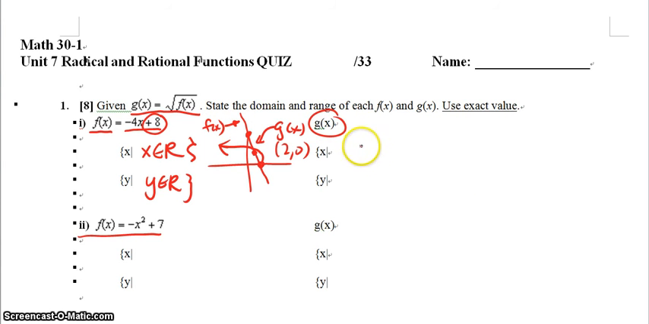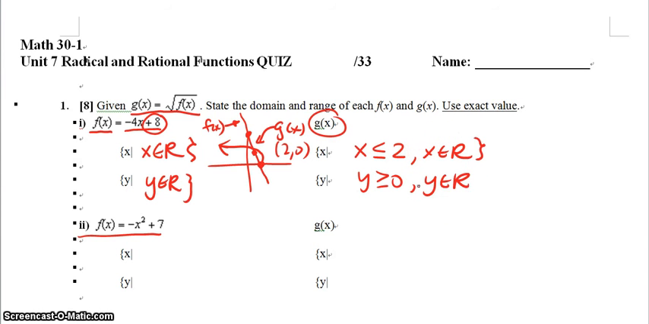So the domain will be x is to the left of 2, okay? And y is above 0. So that will be the answer. You can also write this. It just means x is a real number and it's less than 2.